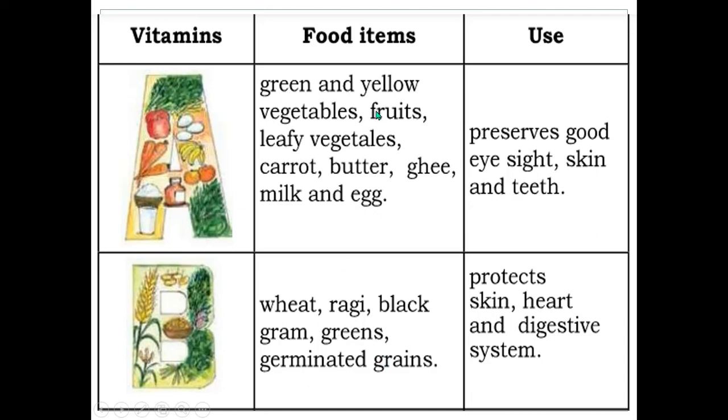Okay, once again I will repeat. Food items which contain vitamin B are wheat, ragi, black gram, greens, germinated grains. Okay, so it protects our skin, heart and digestive system. So if we are eating food items containing vitamin B, it protects our skin, heart and digestive system.